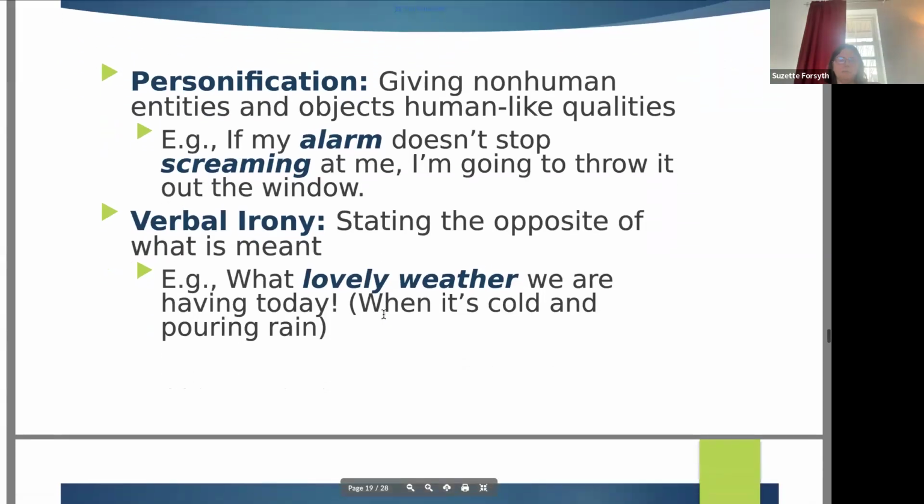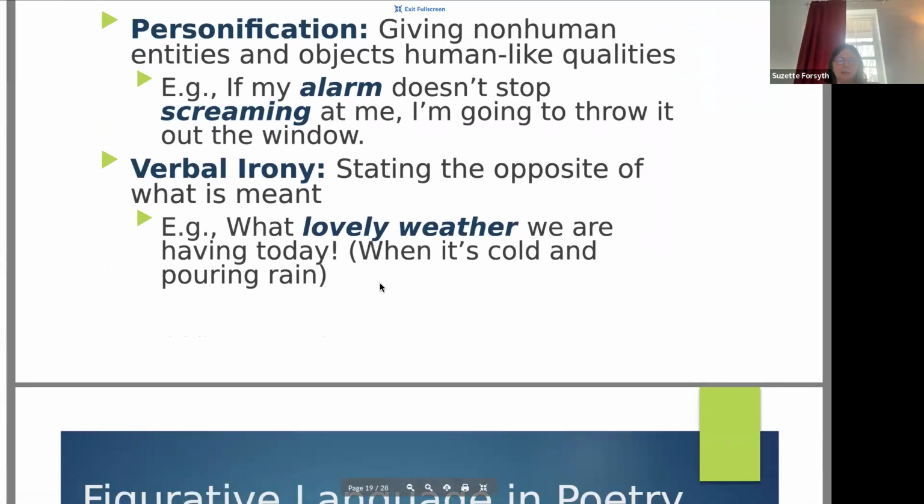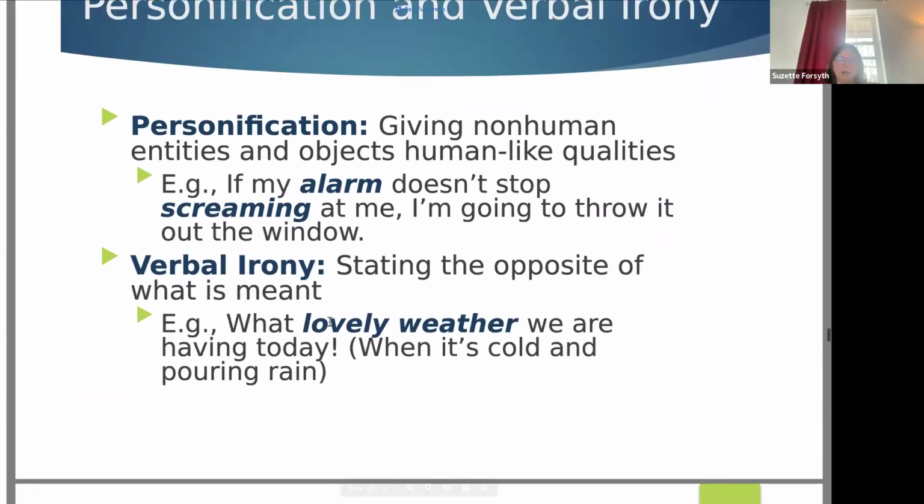Verbal irony, in this case, it's what lovely weather we are having today, right? When it's freezing and raining and cold and nasty. And it's almost like an understatement. It works like an understatement, but it's also, I'm not saying what is truly happening, right? I'm sort of lying in this situation. And that's what makes it verbal irony. Verbal irony is when you state the opposite of the truth.